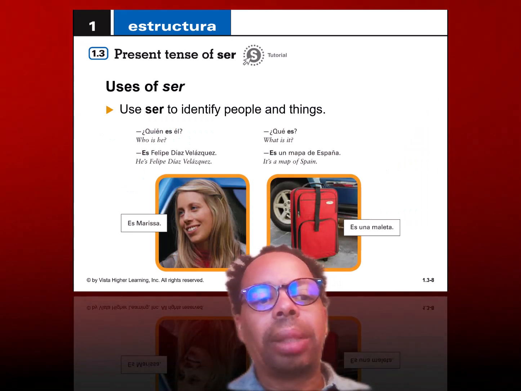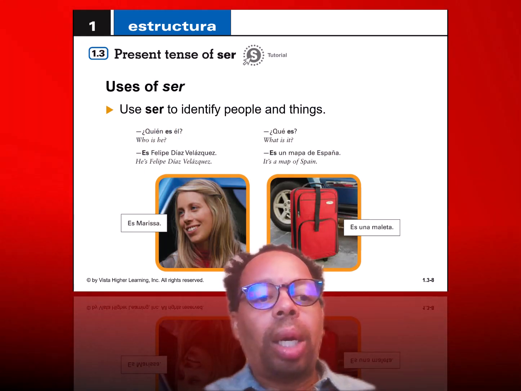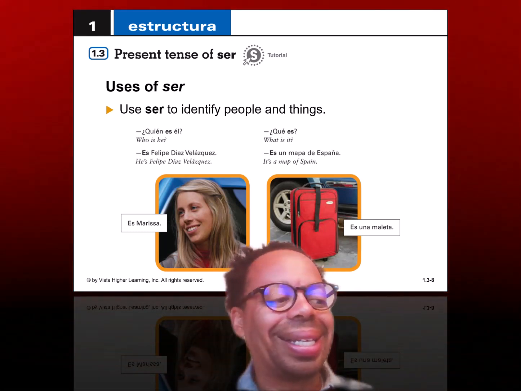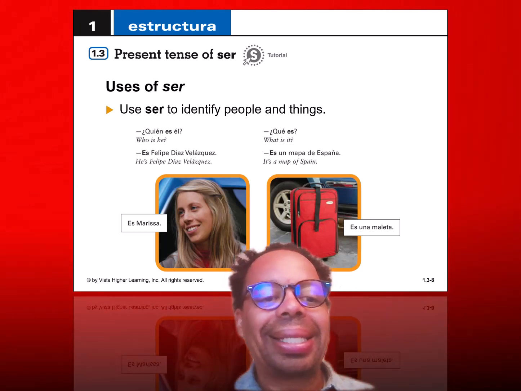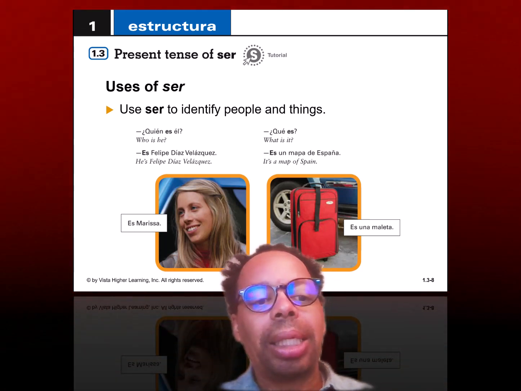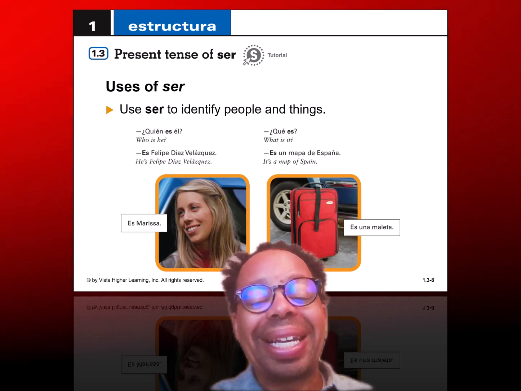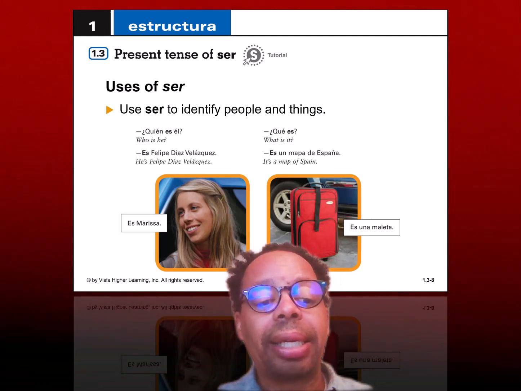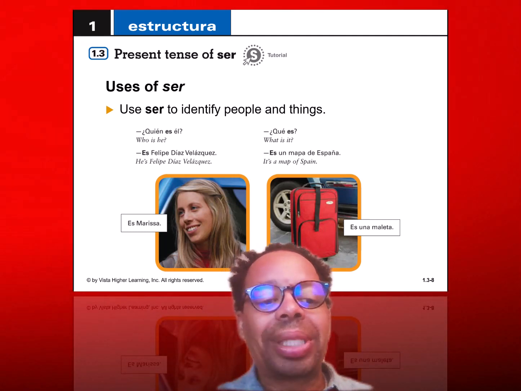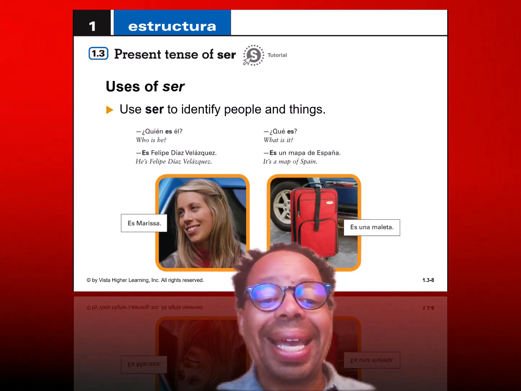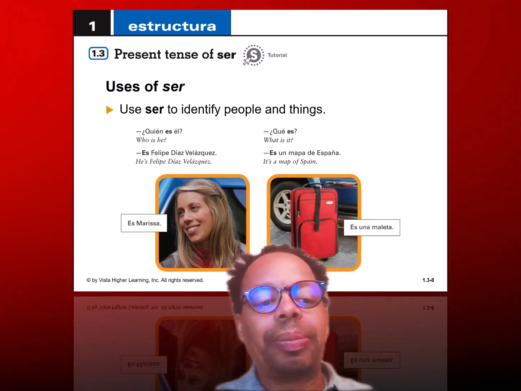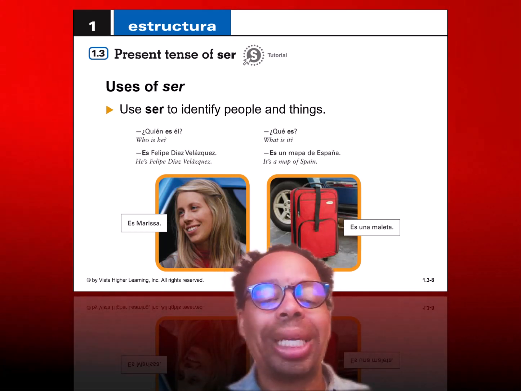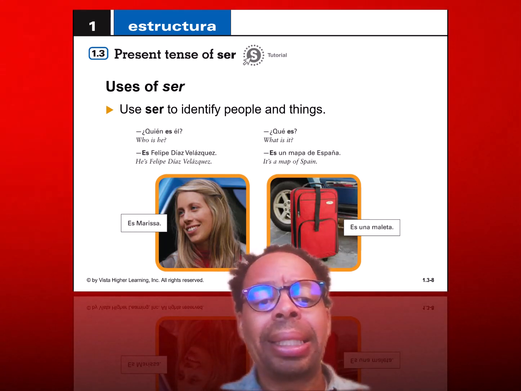Bueno, some uses of ser. To identify people and things. ¿Quién es él? Who is he? Es Felipe Díaz Velázquez. He's Felipe Díaz Velázquez, ¿no? Es Marisa, ¿no? And you may notice that we omitted the subject pronoun in that picture at the bottom. In both of those, es Marisa. We could have used ella es Marisa, but they chose not to. So that is one of the things you can do in Español that does not necessarily translate into English, es Marisa.